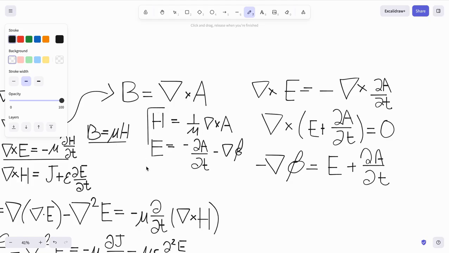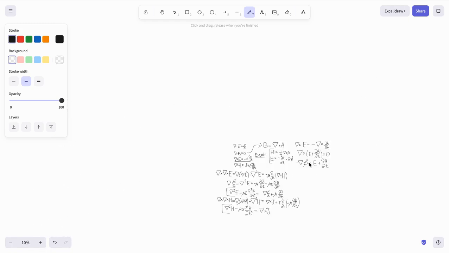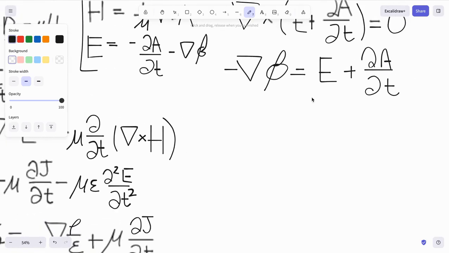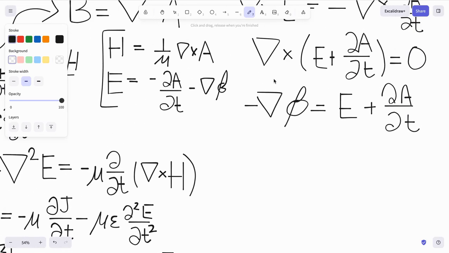Basically what we've done here is we've introduced two new auxiliary potential fields, A and phi, and we will solve the wave equation using these instead because they'll allow us to uncouple those equations which we had seen previously. And then from there, we can just plug these auxiliary fields back into these equations to be able to get E and H.